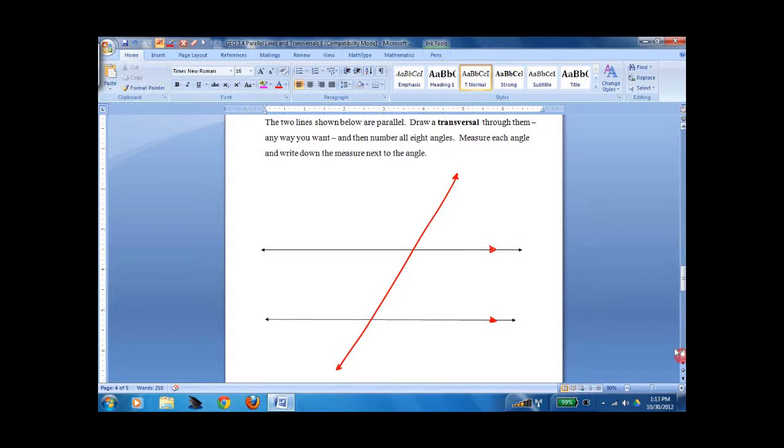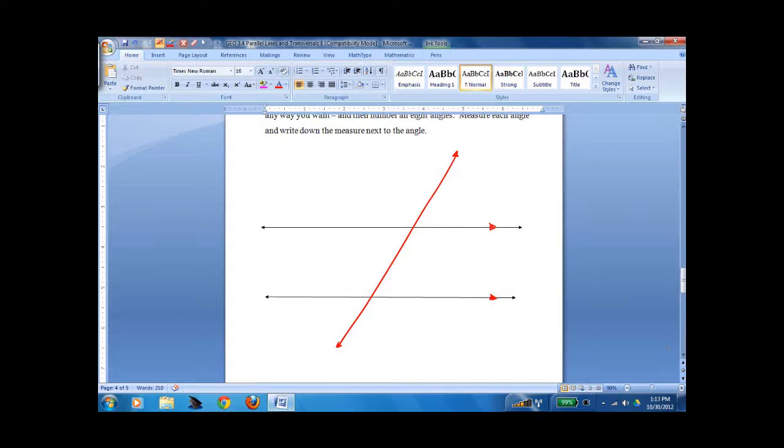Now, if you haven't done this already, I want you to do this on your own. Any line, doesn't have to look like mine. And then measure all these angles with a protractor and see what you get. At this point, I'd pause the tape and try. Now I'll go through them.